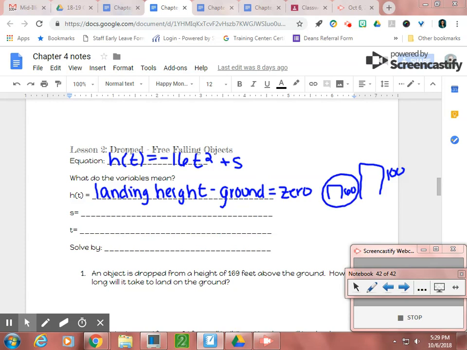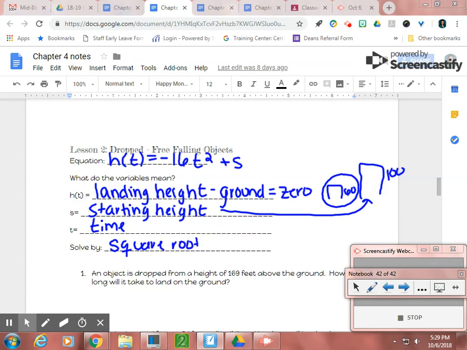S is your starting height. So if we go back to this example, it'd be the 100-foot building. And then t is time. And then you want to solve by the square root property. The quadratic formula could work for this, but it takes more time and effort to do. So just use your square root property for this.